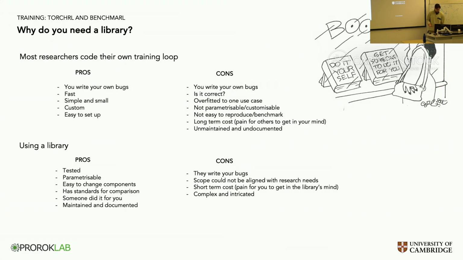The scope could also not be aligned with your research needs, and I think this is the biggest con because research needs are so varied that it's difficult to find something that fits your exact use case. So it's really important to understand what a library can and cannot do for you. And it can be complex and intricate because it has to support so many use cases. Sometimes you have to work with abstractions and object-oriented programming, and if you write your own custom solution, it's easier.